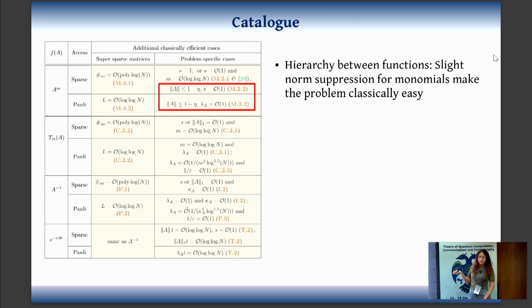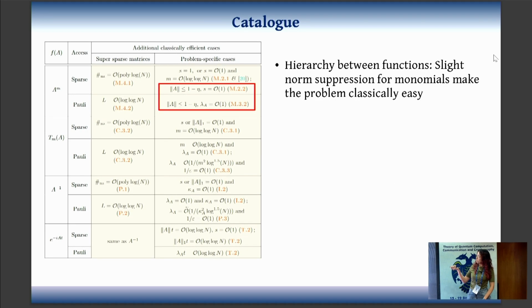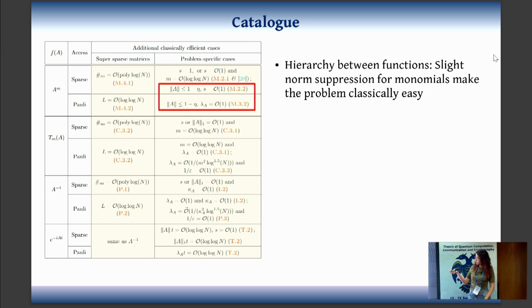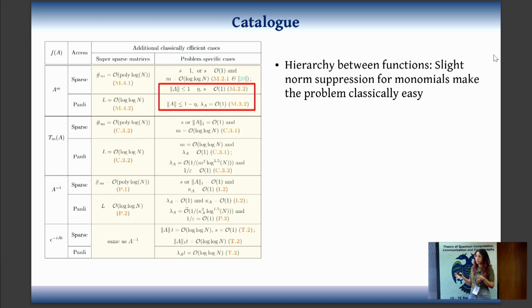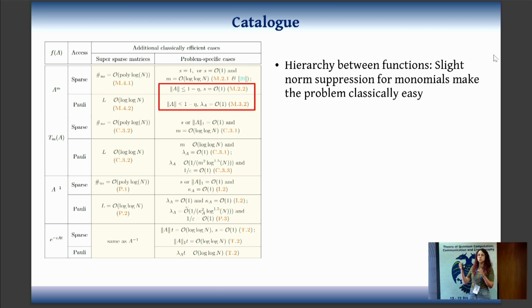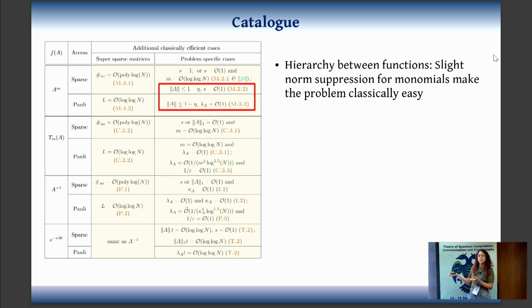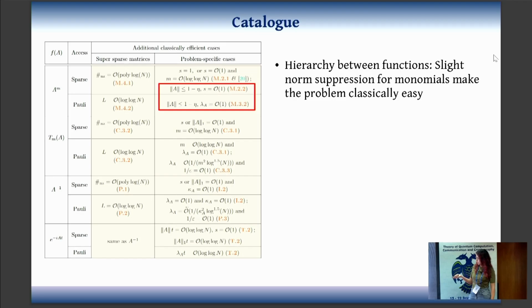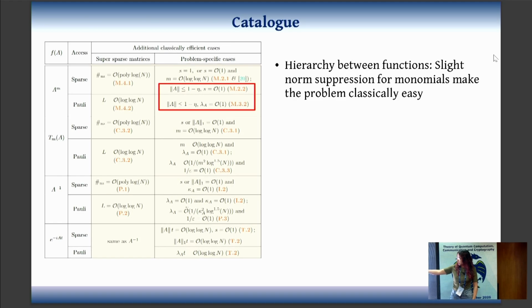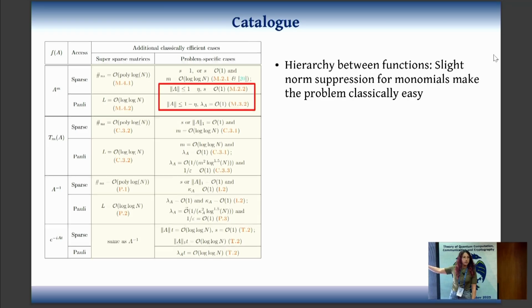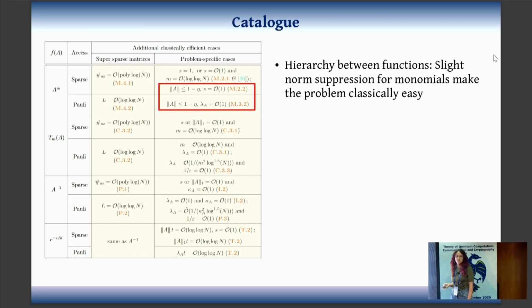And this hierarchy is so strong that for monomials, even a slight suppression in the norm of the matrix, or even a slight restriction on the set of matrices that we are considering, already makes the problem classically easy. So if we consider a matrix with norm 1 minus some small constant, it's already an easy problem.